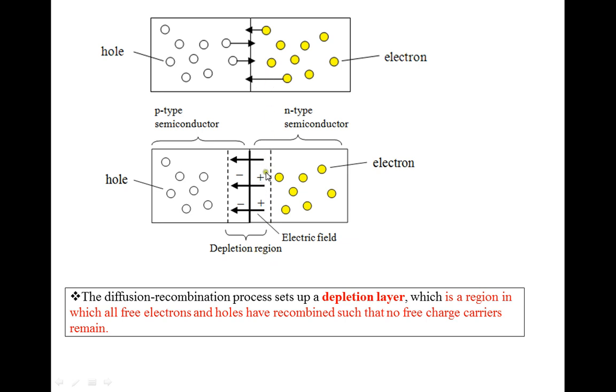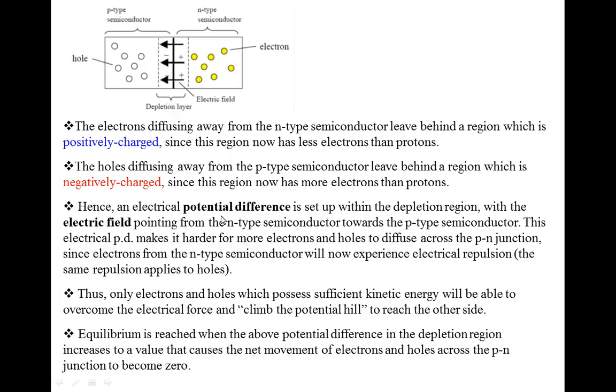However, once the electron leaves the n-type, it leaves behind positive charges, and once the hole leaves the p-type semiconductor, it leaves behind negative charges. This forms an electric field pointing from the n-type semiconductor towards the p-type semiconductor. The electrons diffusing away from the n-type semiconductor leave behind a region which is positively charged, and the holes diffusing away from the p-type semiconductor leave behind a region which is negatively charged. This causes an electrical potential to be set up and an electric field pointing from n-type towards the p-type.